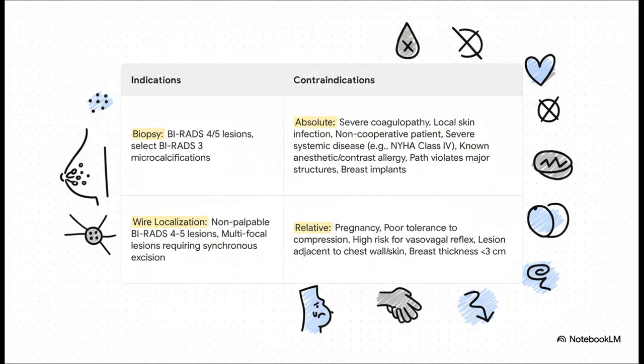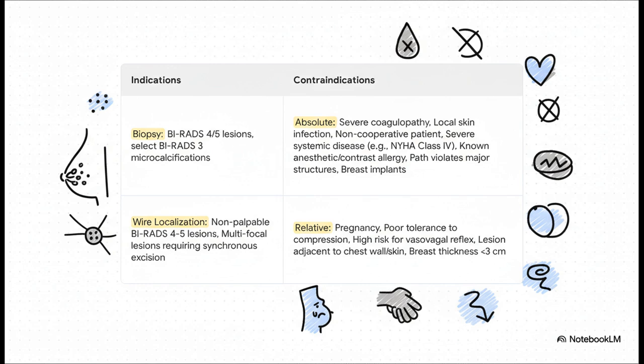So, looking at our indications. For biopsy, you're primarily targeting BI-RADS 4 and 5 lesions, along with some select BI-RADS 3 microcalcifications. For pre-surgical wire localization, we're talking about non-palpable BI-RADS 4 and 5 lesions, or cases with multifocal disease that need to be excised together. Now, on the other side of the coin, the contraindications.